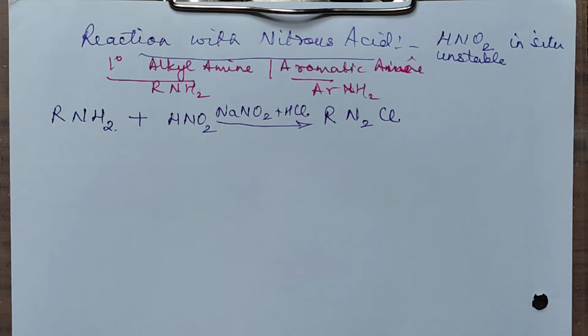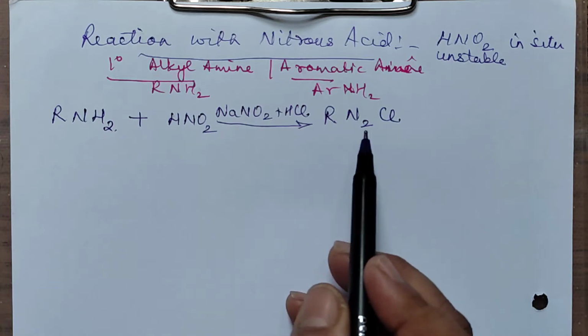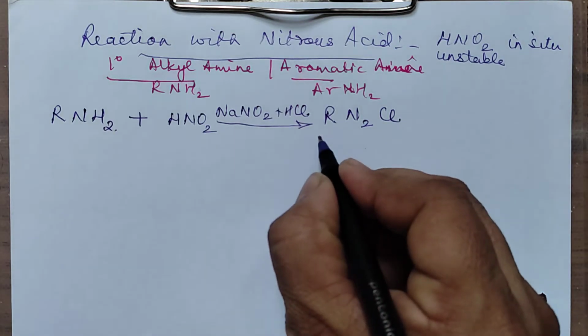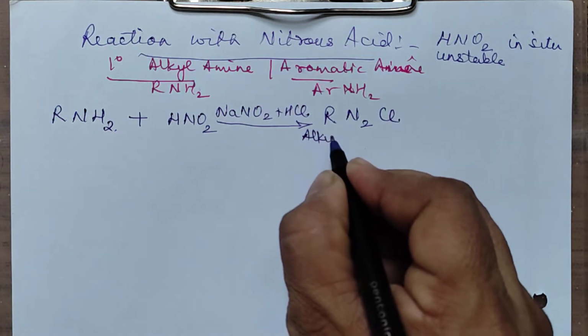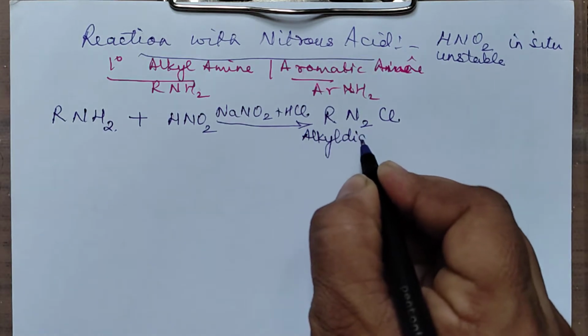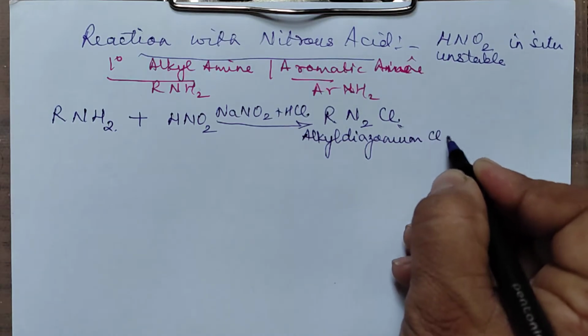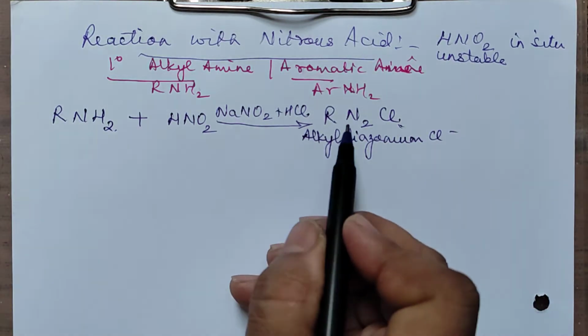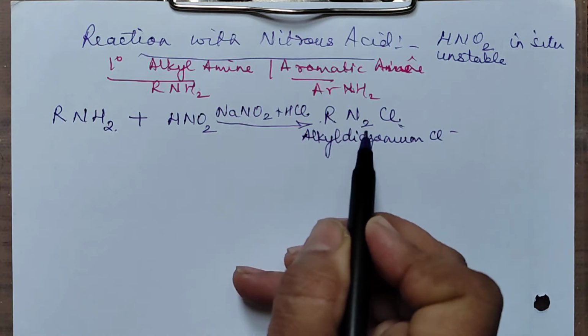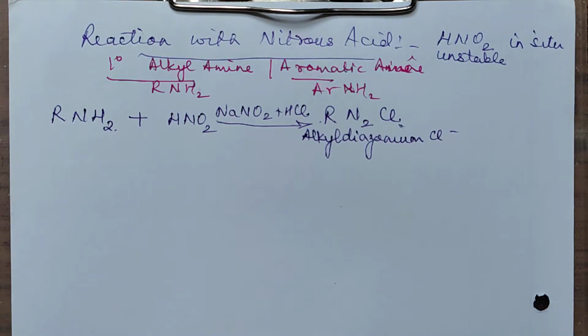I will explain the mechanism separately. Just for basic understanding, I am telling you how you are going to learn this. So what you're getting is RN2Cl. That means it is called alkyl diazonium chloride. So this RN2 is for diazo group and chloride.